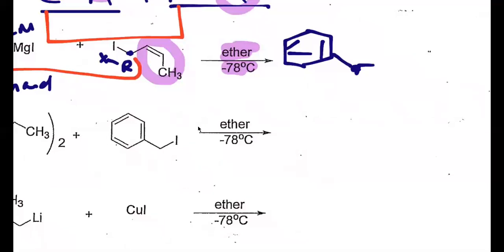I'm going to draw this out, even though the geometry might not match perfectly. Here's the C from CM, and here's the R from RX. That's what you're trying to put together. Any questions about that?